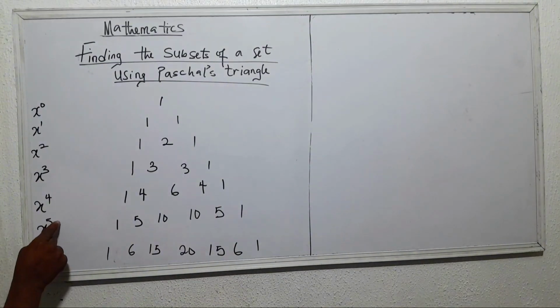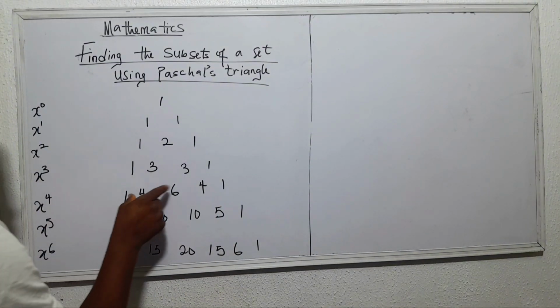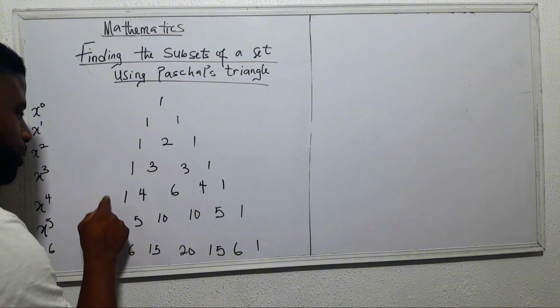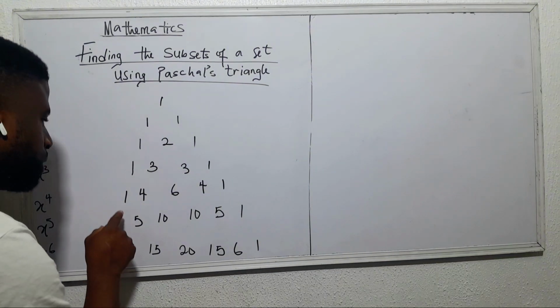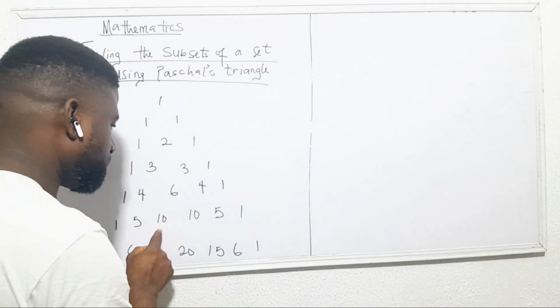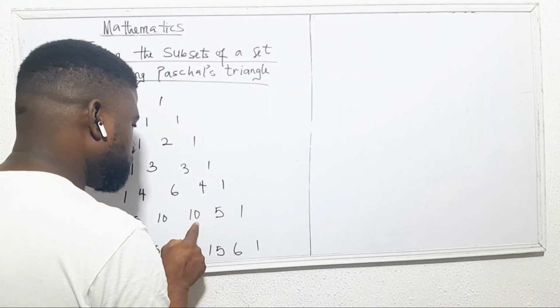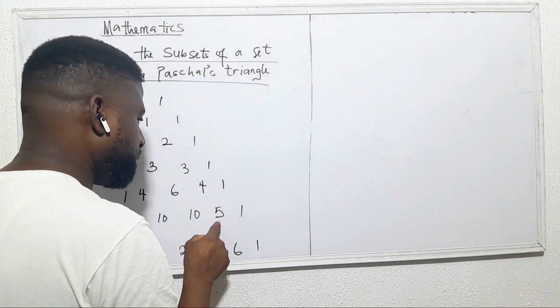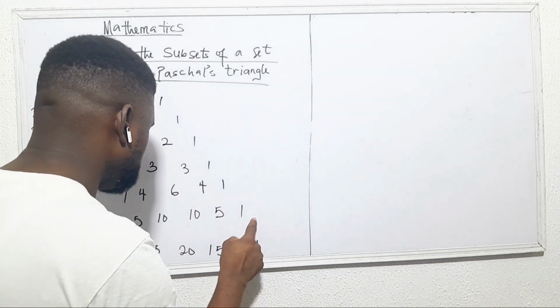To form the coefficients for x raised to the power 5, we use those of x raised to the power 4. Nothing plus 1 gives us 1. 1 plus 4 gives us 5. 4 plus 6 gives us 10. 6 plus 4 gives us 10. 4 plus 1 gives us 5. 1 plus nothing gives us 1.